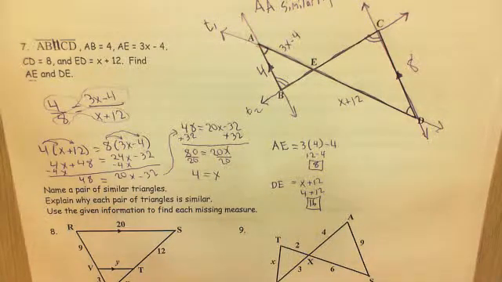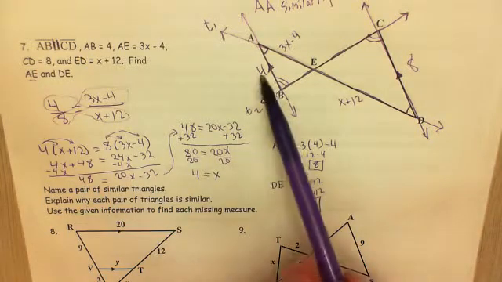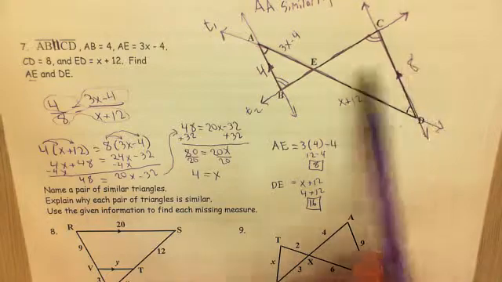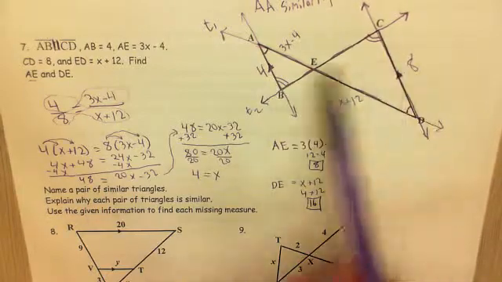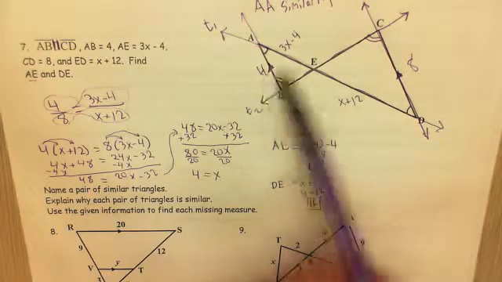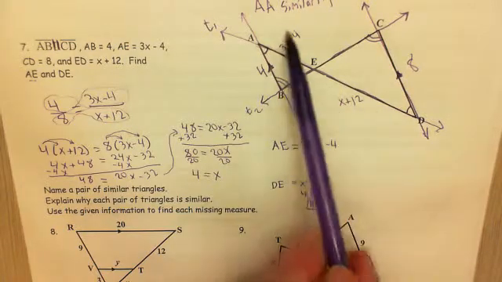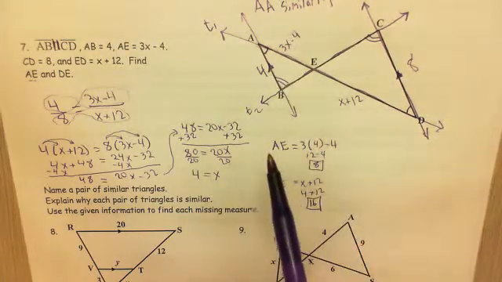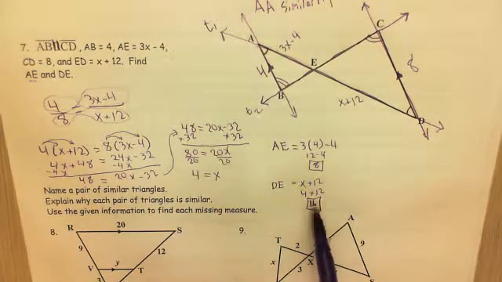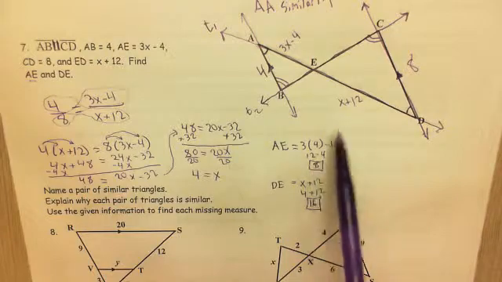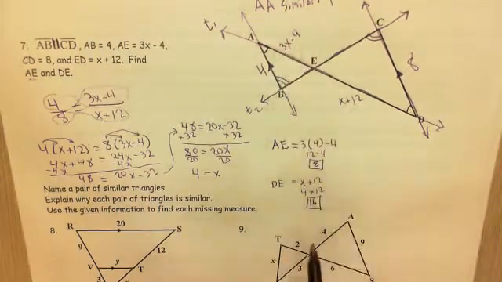Now you always want to check yourself, see if your answers make sense. Here, the proportional sides were 4 to 8. Notice 8 is twice as large as 4. So it should make sense that whatever you get for x plus 12 should be twice as large as whatever 3x minus 4 is. And so here we said DE was 16, AE was 8. 16 is twice as large as 8, so that does make sense. So our answer seems logical.